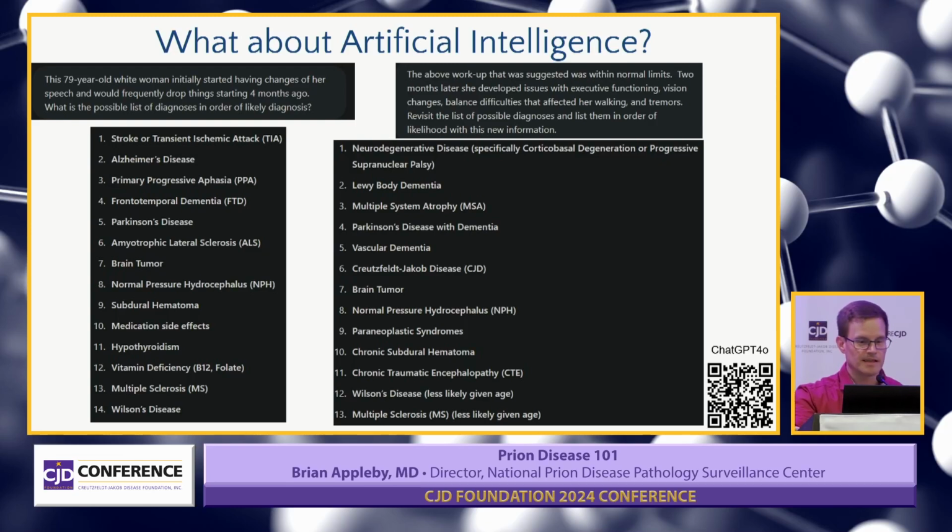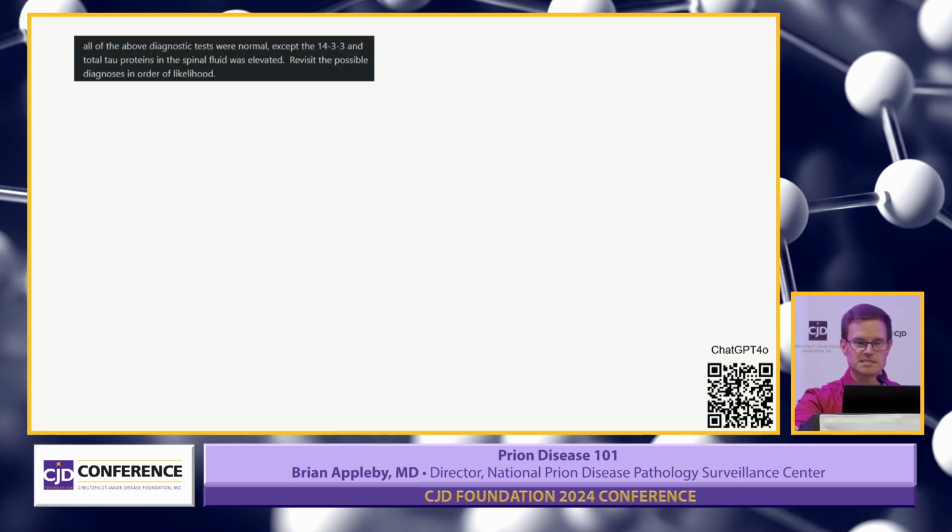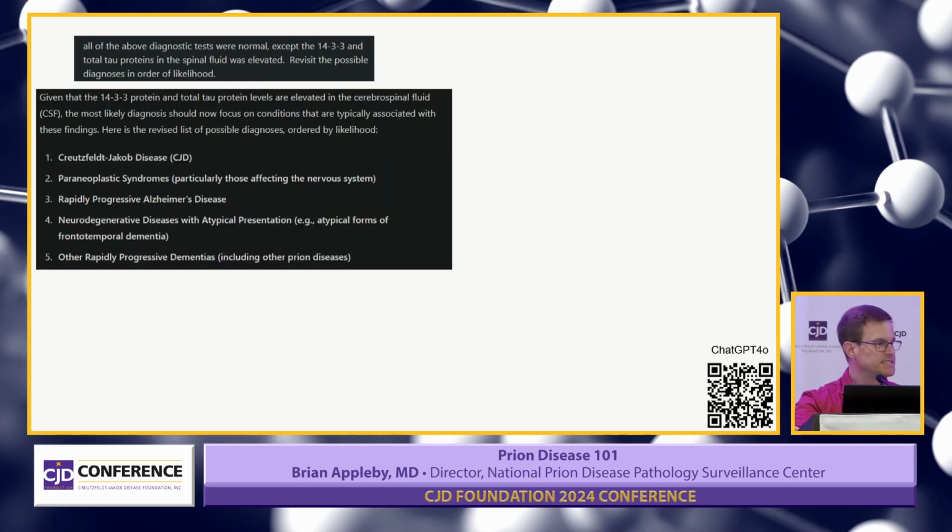So I looked at the list of suggested tests. 14-3-3 was on there. So I said all the above diagnostic tests were normal, except the 14-3-3 and total tau proteins in the spinal fluid were elevated. Revisit the possible diagnoses in order of the likelihood. CJD is at the top. So this is helpful, right? Except for the fact that it diagnosed it in the same exact time frame as the clinician did. Because it's following the same method, right?